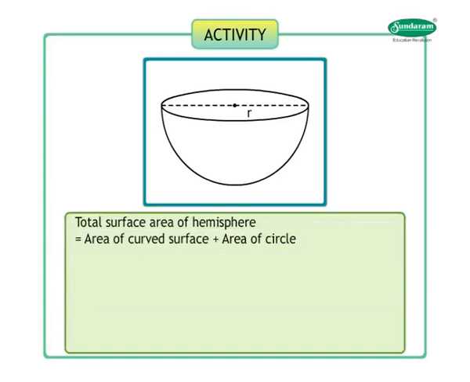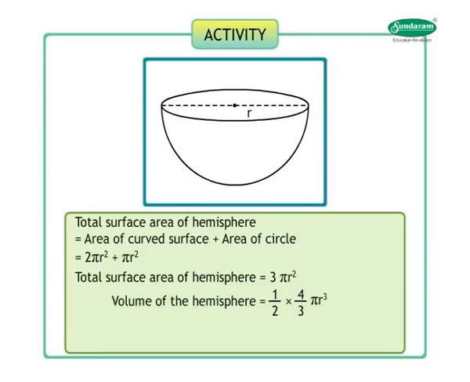Now, total surface area of the hemisphere is equal to area of curved surface plus area of circle, which is equal to 2 pi r square plus pi r square. Total surface area of the hemisphere is equal to 3 pi r square. Volume of the hemisphere is equal to 1 upon 2 into 4 upon 3 pi r cube. Volume of the hemisphere is equal to 2 upon 3 pi r cube.